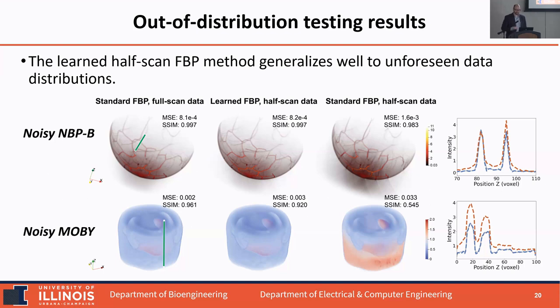Now let's go to out-of-distribution, but still use synthetic data. In the top row, I show the results where we used noisy data with a different type of breast, a breast with a different density than was used in the training process. And in the bottom, we show a mouse phantom, the Moby mouse phantom, completely different. But again, the story is the same. Our reference images are on the left, the learned half scan FBP method in the middle, and then the standard FBP method applied to half scan data on the right. And again, the learned half scan result looks very close to the reference image. So again, very consistent with our expectations and very exciting actually.